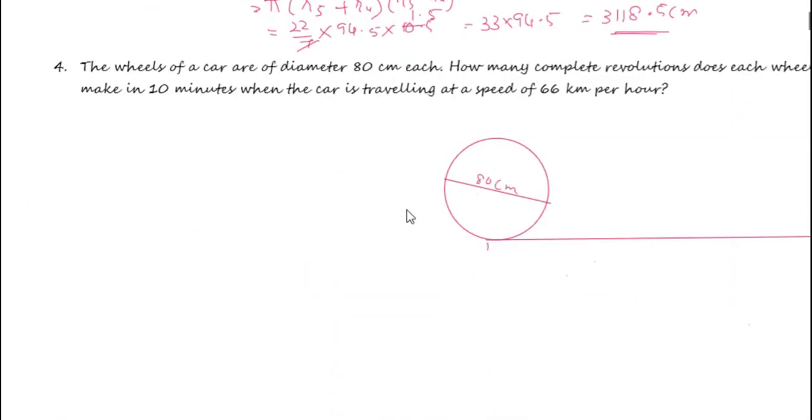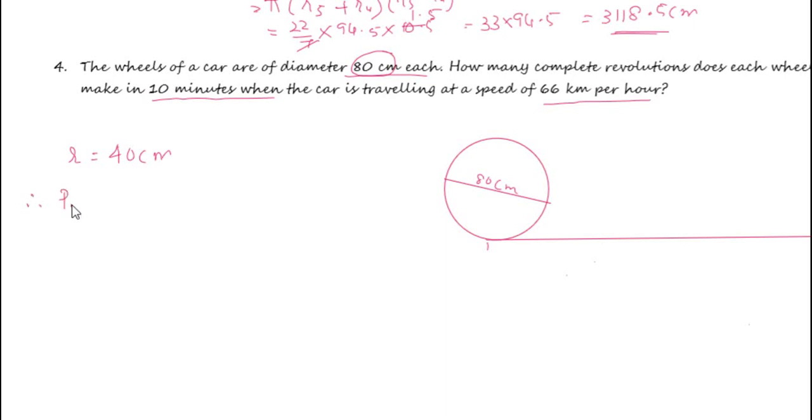Let us go to the next sum. Fourth sum. The wheels of a car are of diameter 80 centimeter each. How many complete revolutions does each wheel make in 10 minutes when car is traveling at a speed of 66 km per hour? Now diameter is 80 centimeter. This is the wheel, diameter is 80 centimeter. Therefore radius r is 40 centimeters.